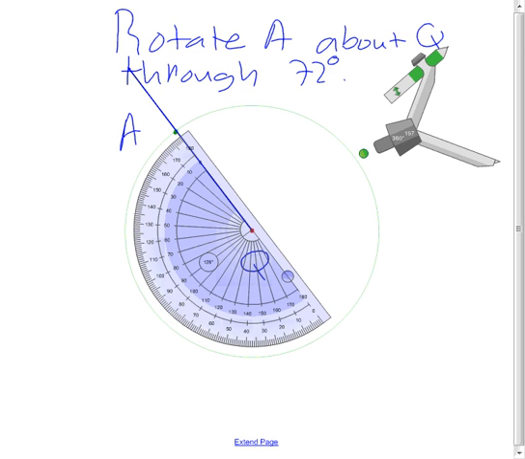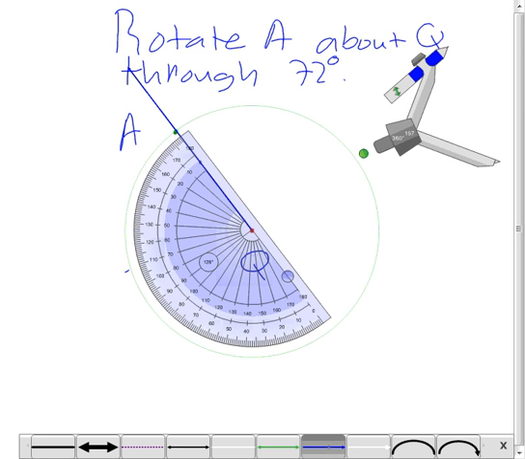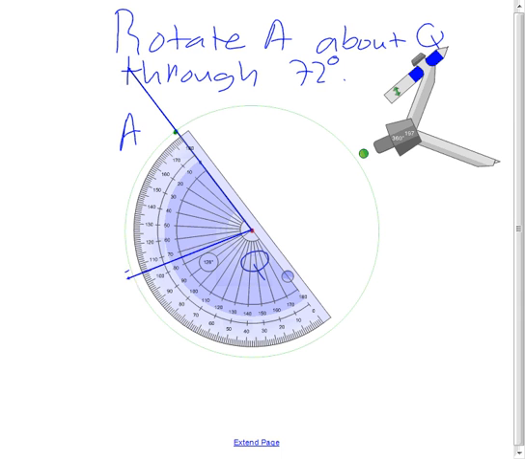Okay, and I'm going to measure, trying to be really careful, 72 degrees. Okay, so I'm looking at this, I'm starting at 0 and going up to 72, so that's the inner ring of numbers in this case. Okay, and so 72 looks like it's right about here. The smartboard's not letting me mark that, so what I'm going to do is just draw a ray out from the center, following those inner ring of numbers, and there's 72.